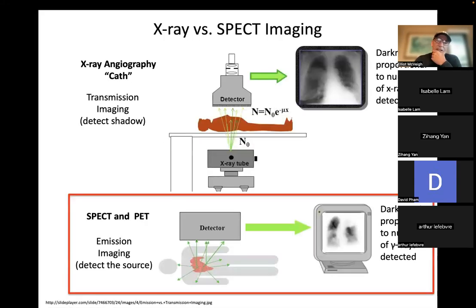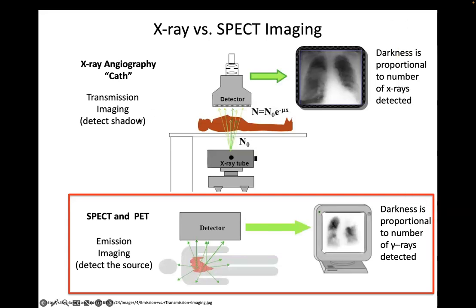So today we're going to look at SPECT, basically, or single photon emission computed tomography. And the distinctive feature about SPECT, which is kind of cool, is that the patient themselves becomes the source of radiation.